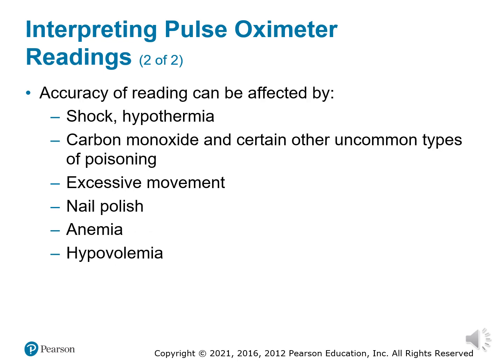The accuracy of readings can be affected by many different things. Shock and hypothermia can affect it. Carbon monoxide and certain other common types of poisoning can affect it. Excessive movement, nail polish, anemia, and hypovolemia are some things that can cause an inaccurate reading.